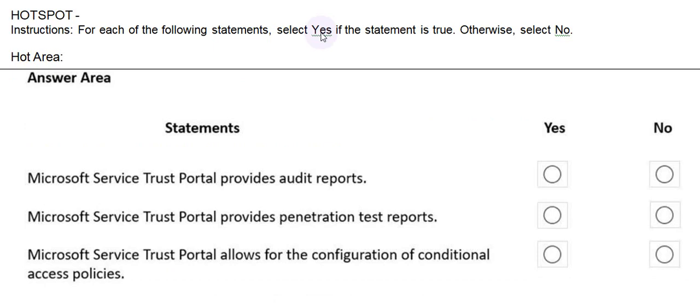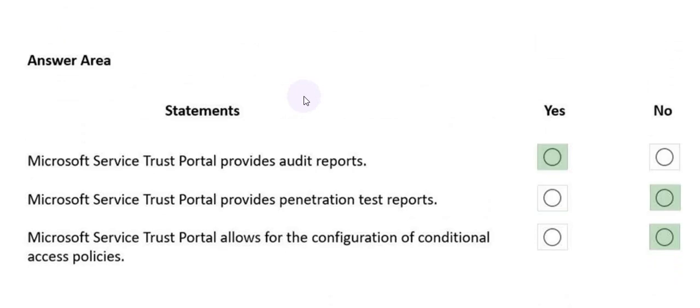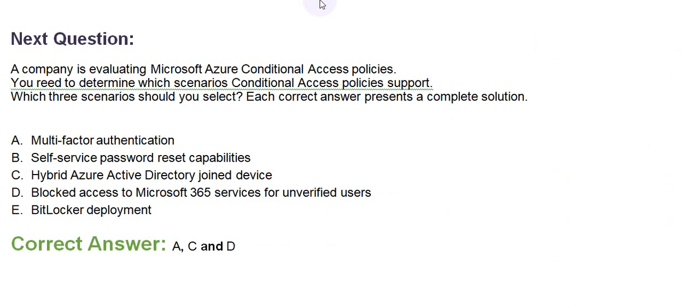Moving towards the next question. Hotspot. For each of the correct statements, select yes if the statement is true, otherwise select no. Hot area. Please have a look at the statements. Now have a look at the answers.